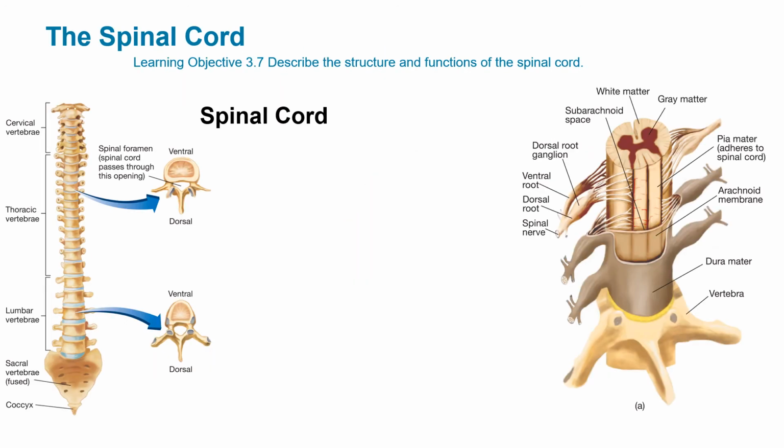We're talking about the spinal cord next. So the spinal cord, you've got a couple different looks of it here. On the left, you've got a full spinal cord. On the right, you've got one broken down where you've got dissections of it.